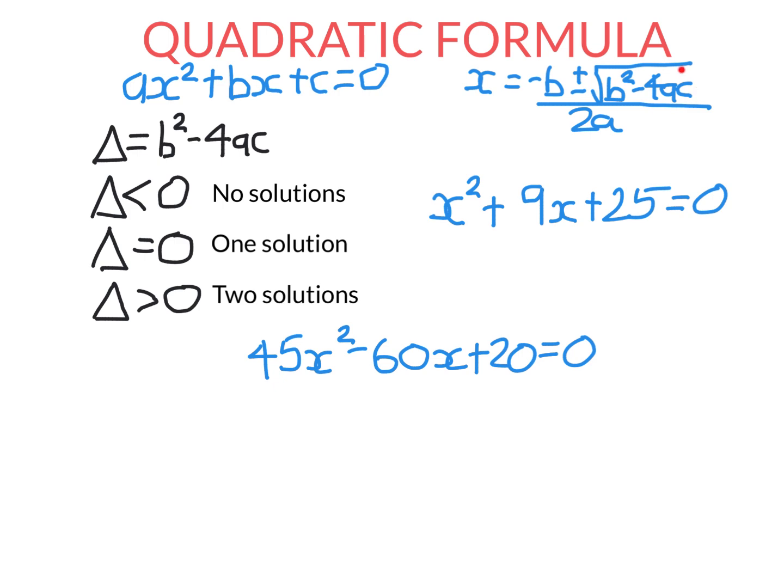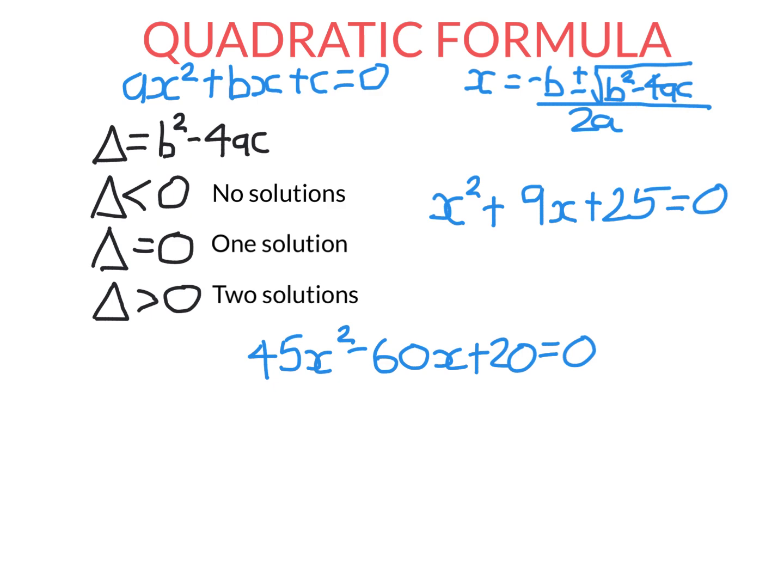Now this part under the square root sign is called the discriminant, b squared minus 4ac, and it determines the number of solutions. If this is negative, there are no solutions because you can't square root a negative. So discriminant less than 0 means there are no solutions. If the discriminant equals 0, there's one solution. And if this is greater than 0, then there are two solutions.